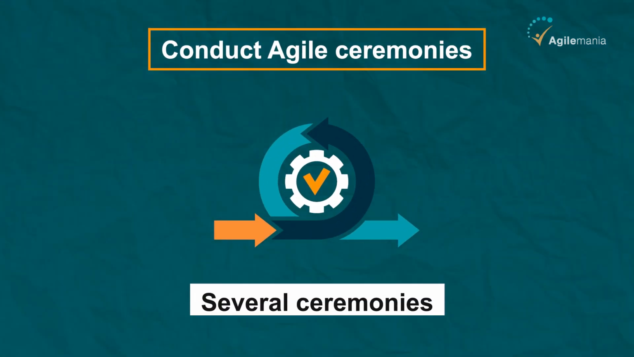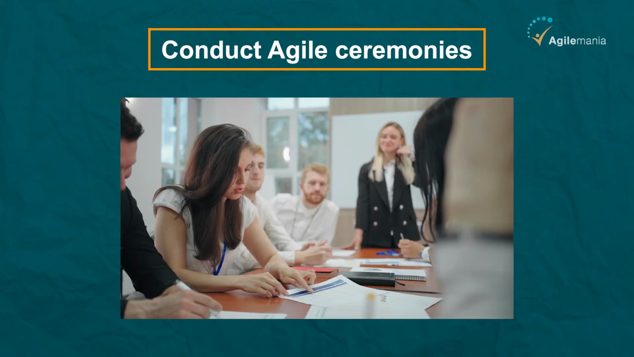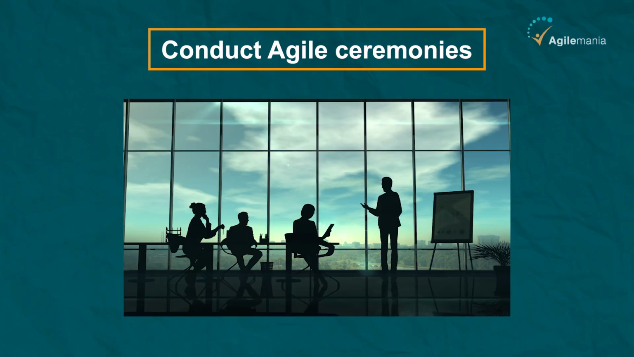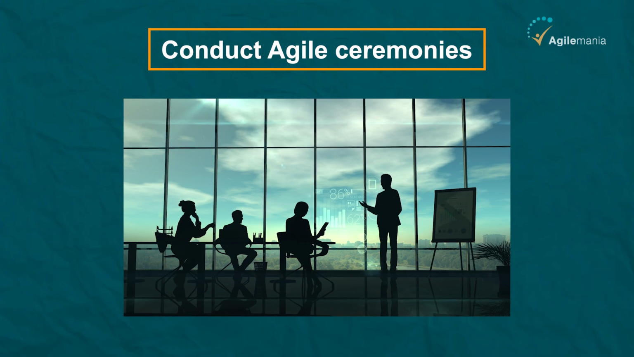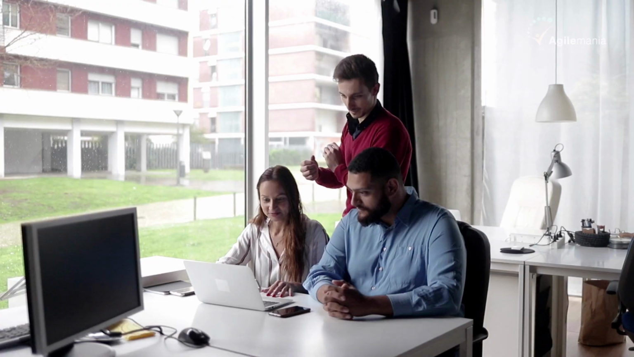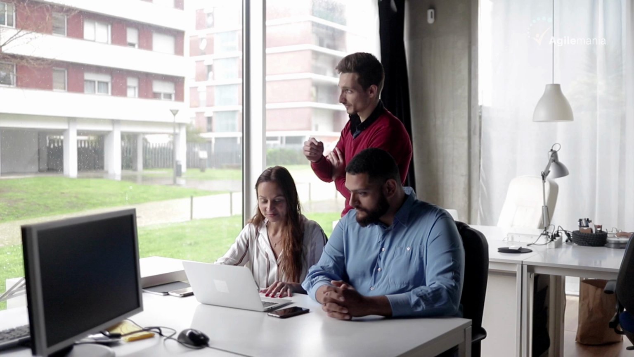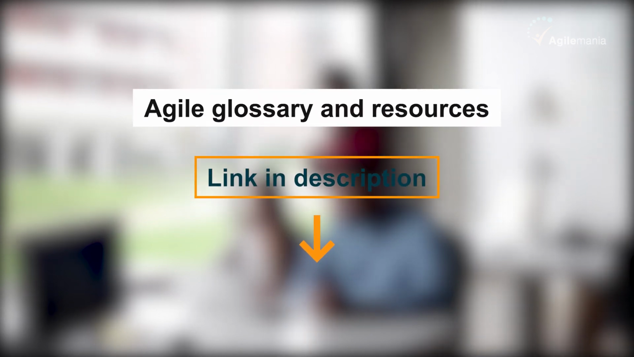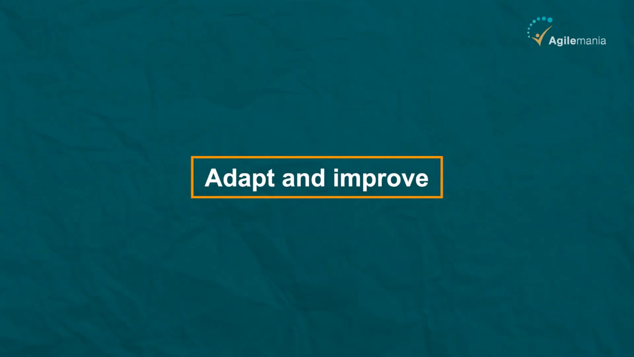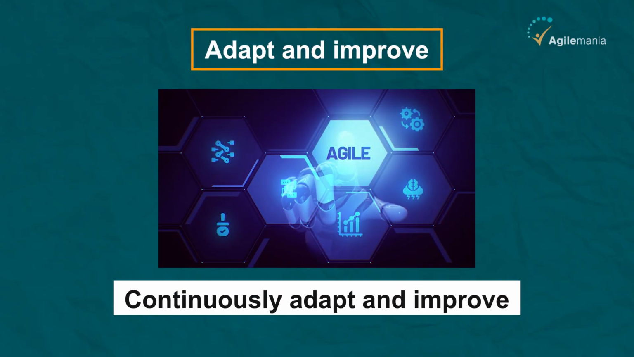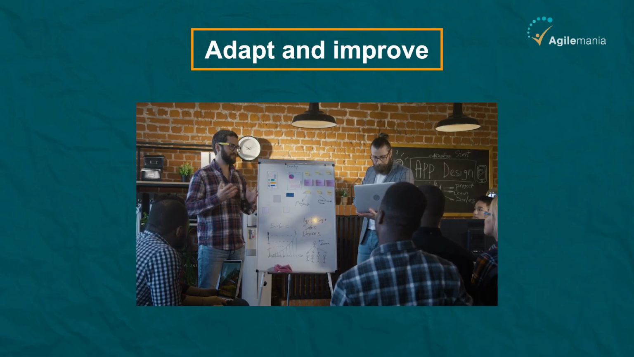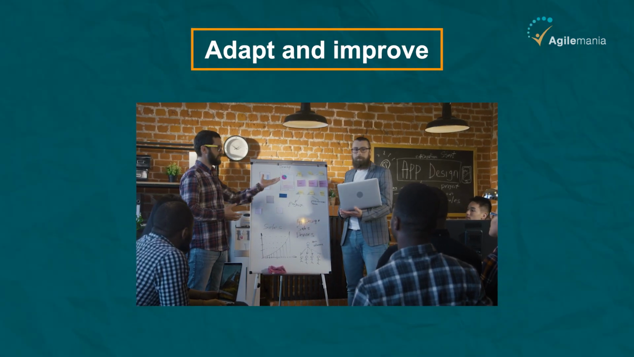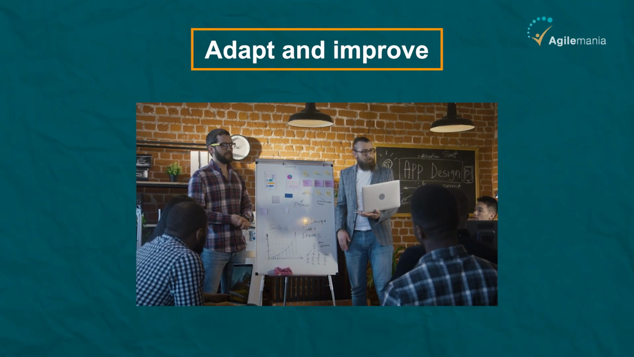Conduct Agile ceremonies. Agile projects involve several ceremonies, including daily stand-ups, sprint planning meetings, and sprint reviews. Make sure your team understands the importance of these ceremonies and how to conduct them. These meetings will help the team identify roadblocks and come up with solutions. If you want to learn about these Agile ceremonies in detail, you can visit our Agile glossary and other resources we have curated. Please check the description box for the same. Adapt and improve. Agile is an iterative process, which means you should continuously adapt and improve. Use feedback from your team to identify areas for improvement and adjust your Agile implementation plan accordingly.